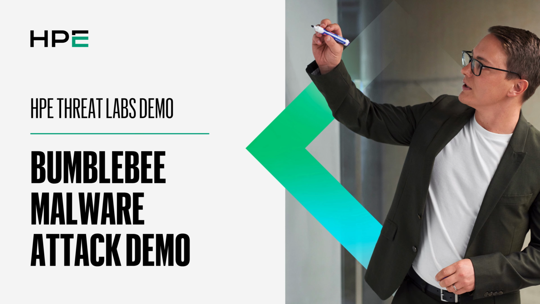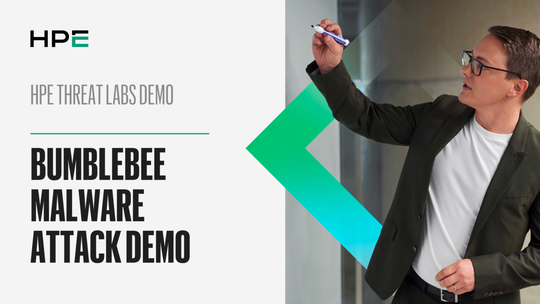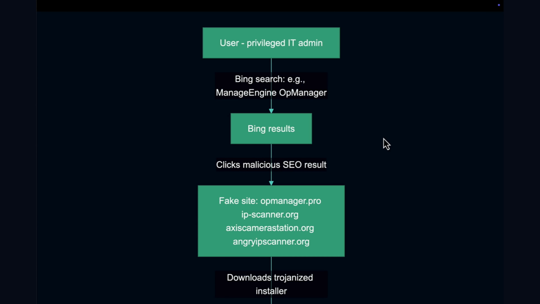Today, we are unpacking a full Bumblebee and Akira ransomware intrusion scenario. Then we'll show you exactly how an SRX firewall can break this attack chain long before it ever reaches the exfiltration and ransomware stages. Here's the complete attack chain we're going to demonstrate today. I'll walk you through it step by step from the initial access all the way to the ransomware deployment.